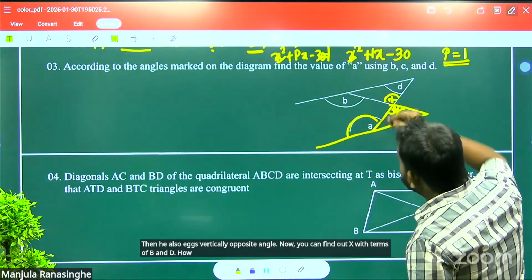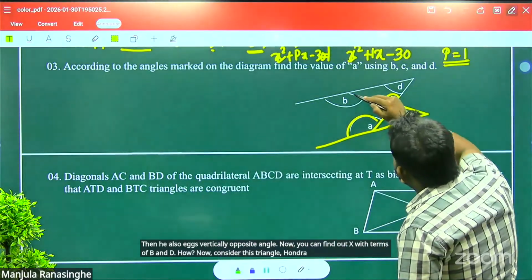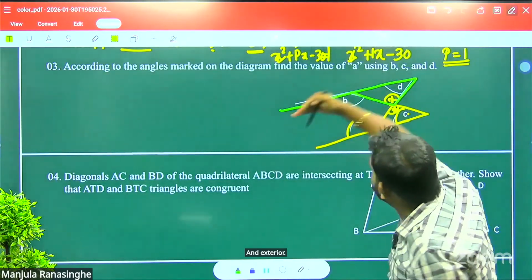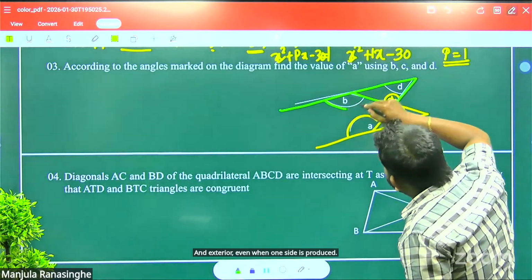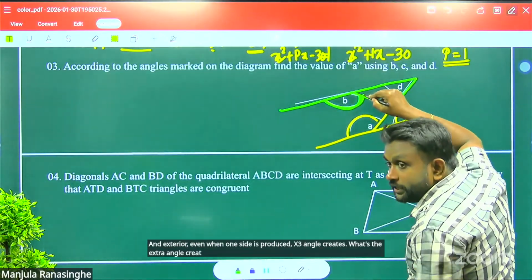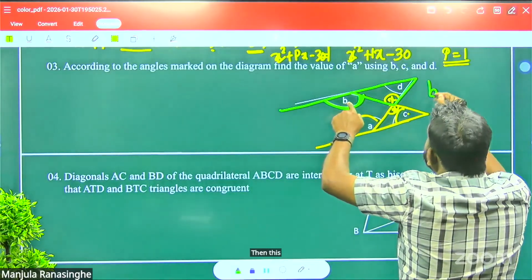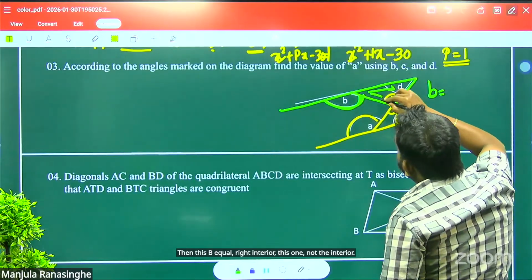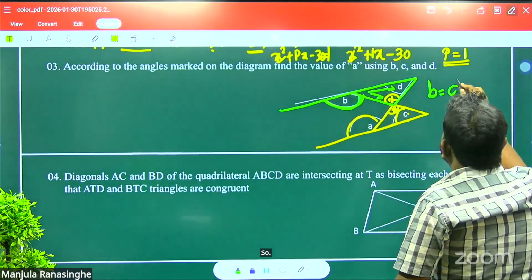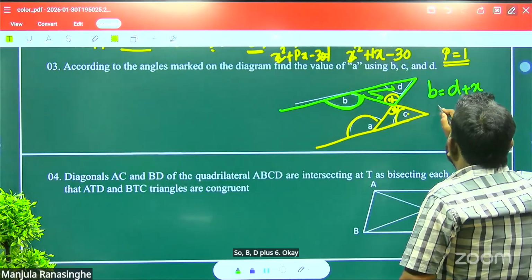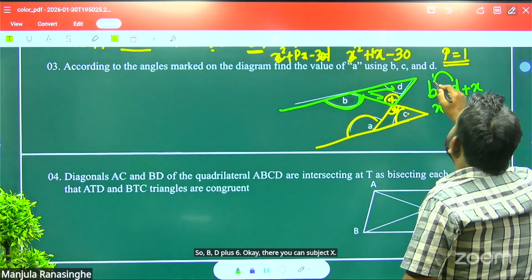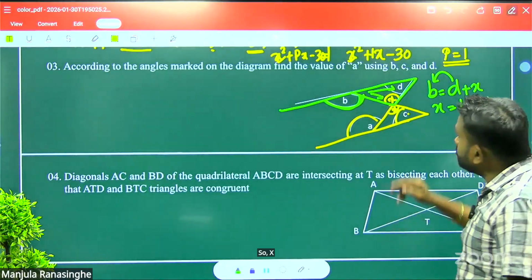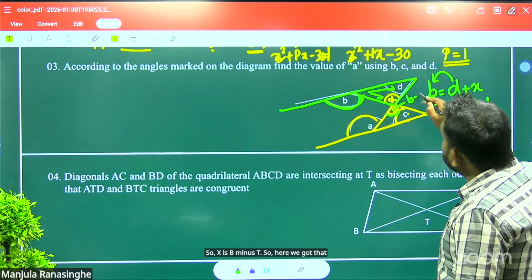How? Now consider this triangle. When one side is produced, an exterior angle is created. What exterior angle is created here? B. Then this B equals the sum of the interior opposite angles, so B equals D plus X. Bring D to the other side, so X is B minus D.